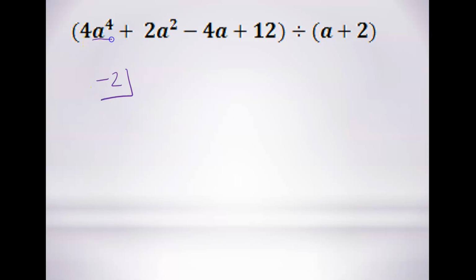This goes a to the 4th, a squared, a, no a. What's missing between 4 and 2? 3. So this is a case, like with long division, where we have to add back a 0, a cubed. So we're going to include that 0a cubed for my coefficients. So it's going to go 4, 0, 2, negative 4, positive 12.